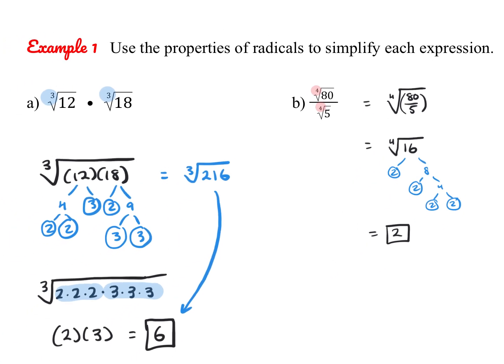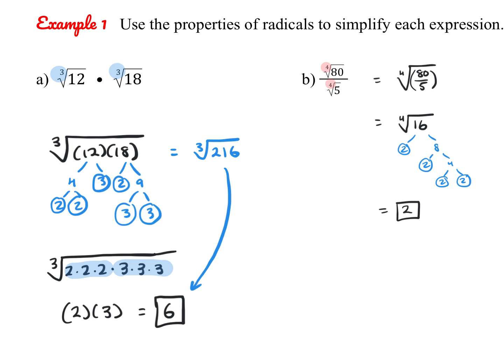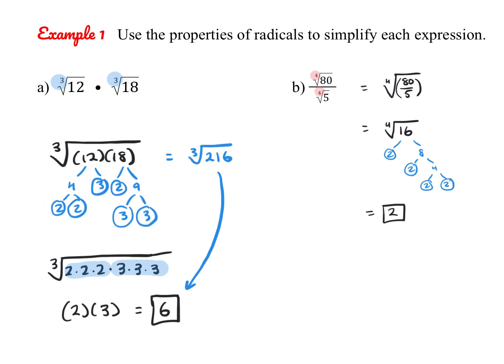So again, this term would not be something we can simplify. Cube root of 12, as is, we can't simplify. Cube root of 18, as is, we can't simplify. But if we multiply them together, we have a term that we can simplify. And then same idea for part B. Like 4th root of 5, we can't simplify that. But once we're able to divide it in, we get a number that we can simplify. So using these properties is going to be really important in helping us simplify.